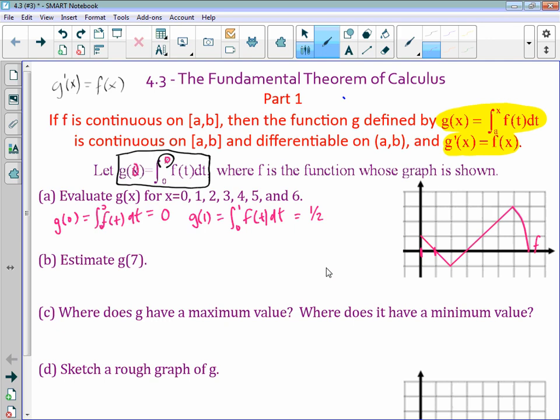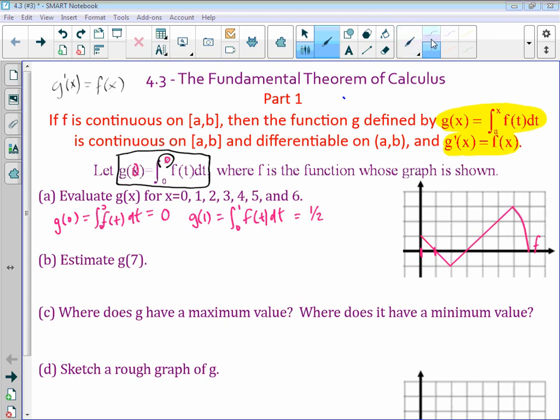You're going to go ahead and find 2, 3, 4, 5, 6, and then for part B it says estimate g of 7. That's just because it's not linear back here. You're not going to use a rectangle. You're just going to try to estimate what that area is. So I'll give you guys a minute to get ahead there. Okay, are we getting some answers there?